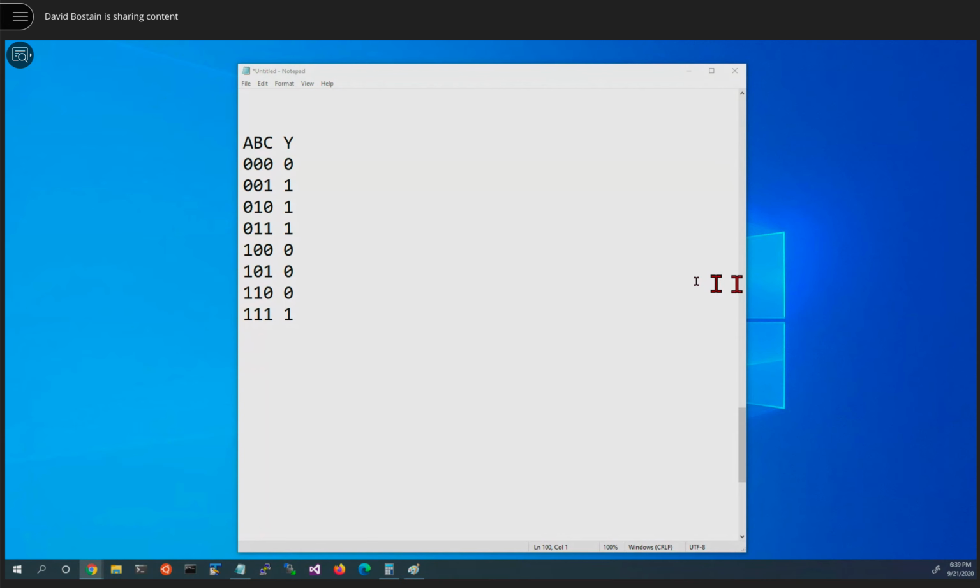Okay, looks like some of you are coming up with answers. Let's do this together now. We want to take the rows that have 1s in them and simply extract the input fields that are there. Y is equal to, first one is not A, not B, C, or not A, B, not C, or not A, B, C, or A, B, C.